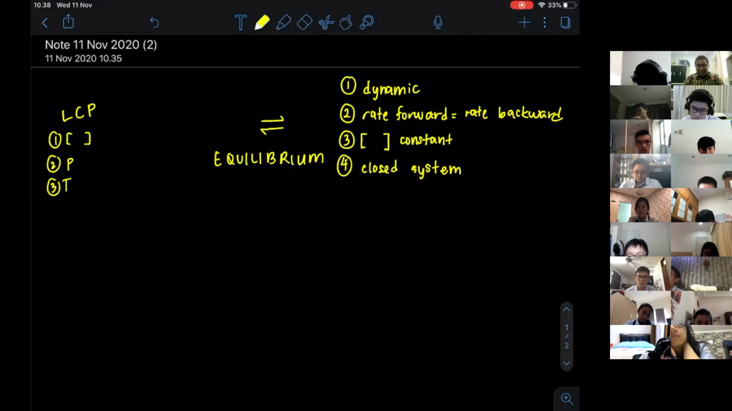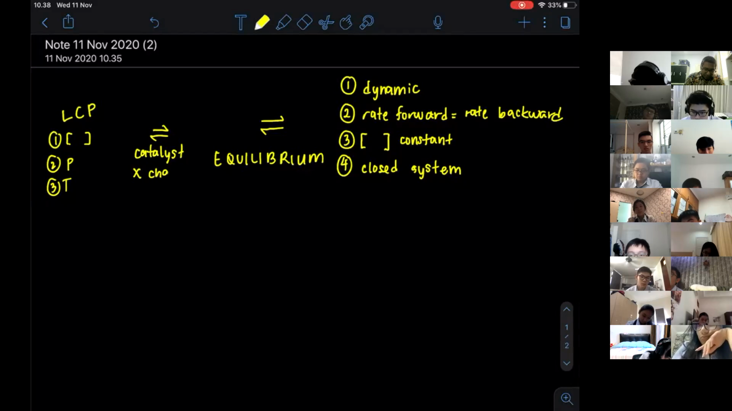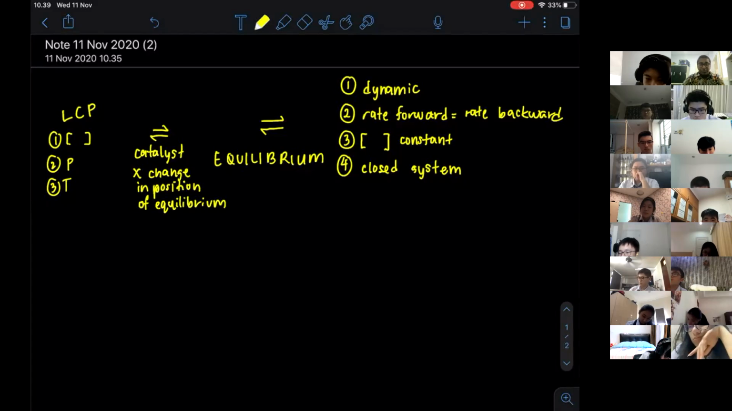But do remember LCP does not come in when it deals with a catalyst, because a catalyst is going to increase the rate of both forward and reverse reaction. Therefore, catalysts do not change the position of the equilibrium. No change in position of the equilibrium. So let me give you some examples of how LCP can be used. I'll give you three examples.